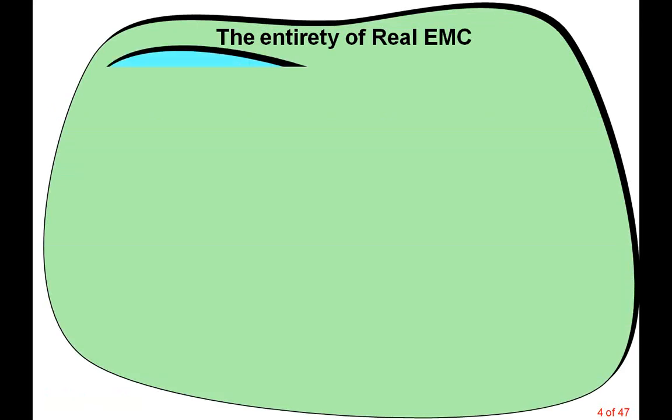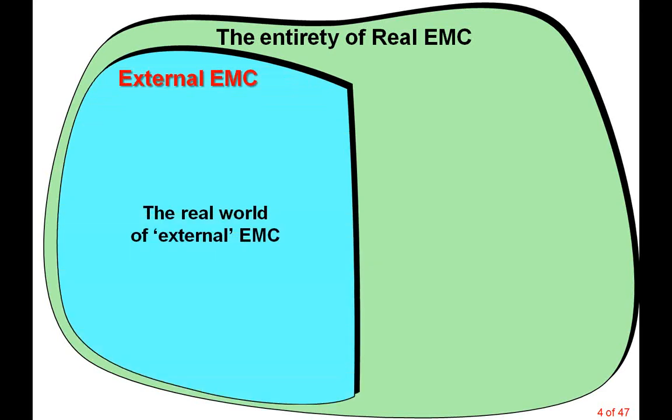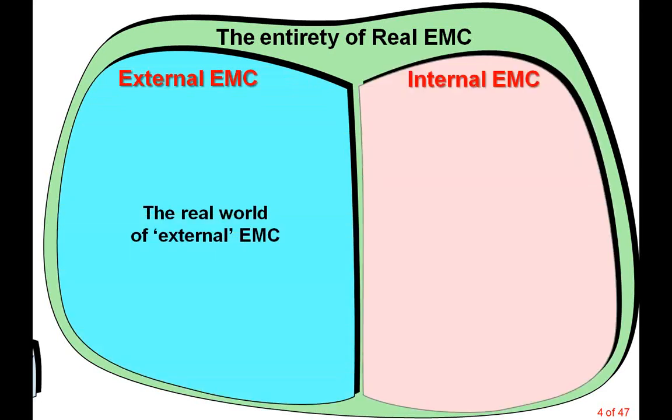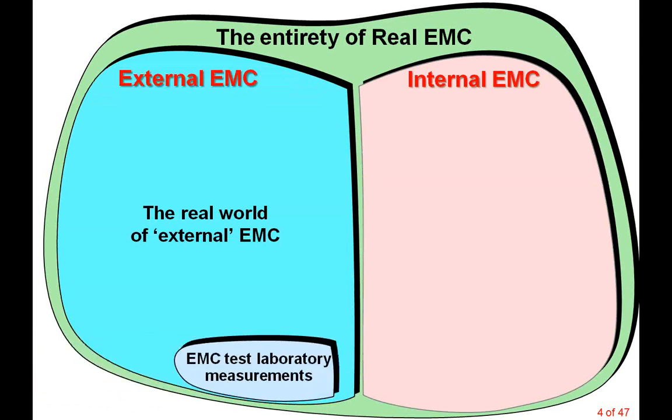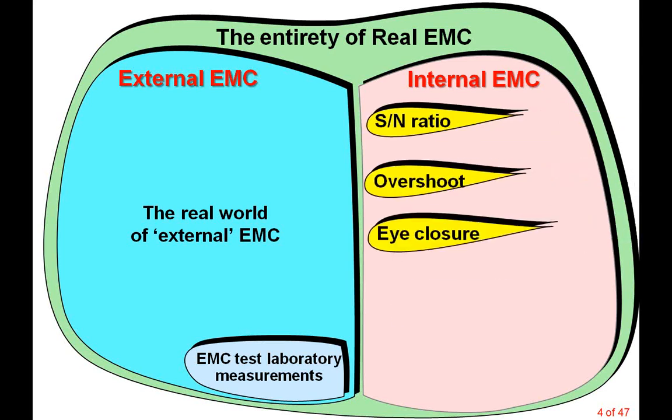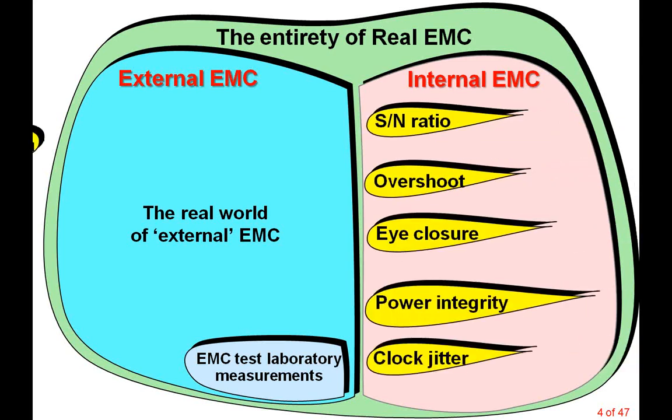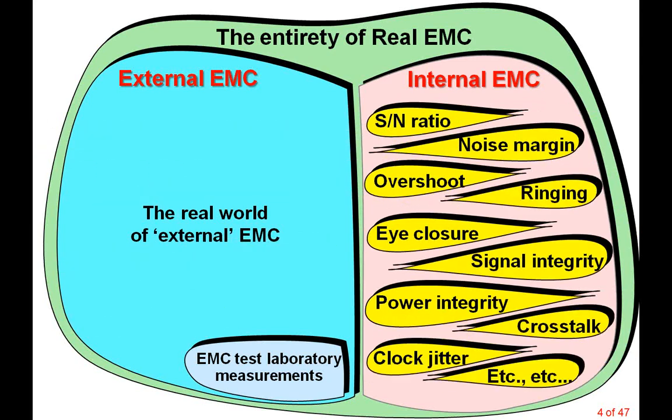This is what I call the entirety of Real EMC. In there we have external EMC, which is like passing tests and actually working well in the real world, and internal EMC, which has a lot to do with functionality, terms like signal-to-noise ratio, overshoot, eye closure, power integrity, clock jitter, noise margin, ringing, signal integrity, crosstalk, and so on and so forth. All these terms are used to discuss problems or errors or difficulties with the signals, and are really internal electromagnetic compatibility.